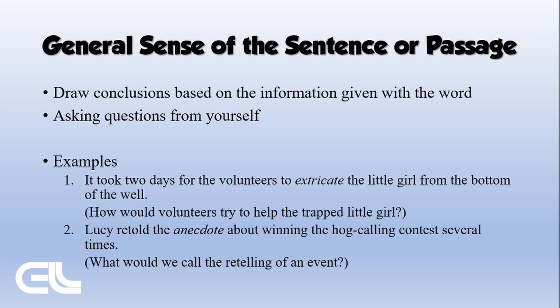How would volunteers try to help the trapped little girl? If a girl is trapped at the bottom of the well and the volunteers are coming, what will they do to help? They will go inside, or they will throw a rope inside, and they will pull the girl out of the well. So here extricate means to pull something out of the well, or to rescue someone from the well, or to pull something out with a rope. So, it took 2 days for the volunteers to extricate the little girl from the bottom of the well.